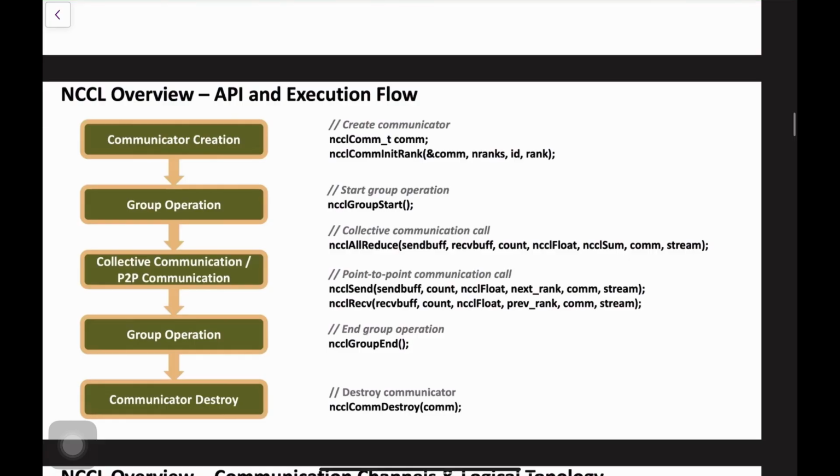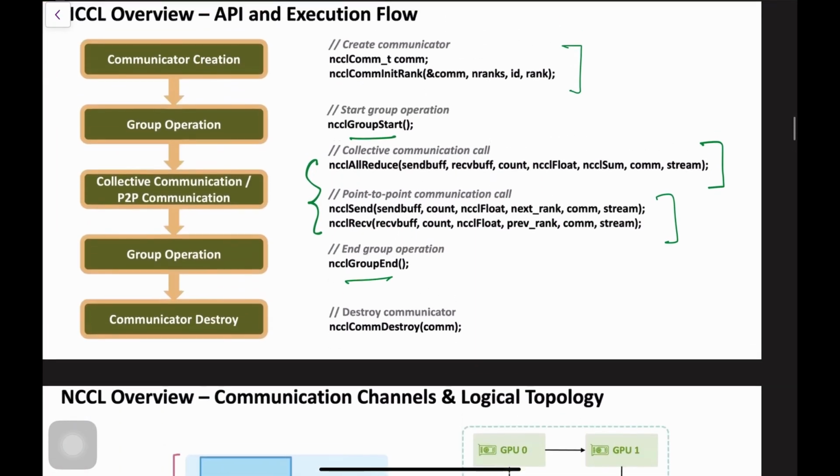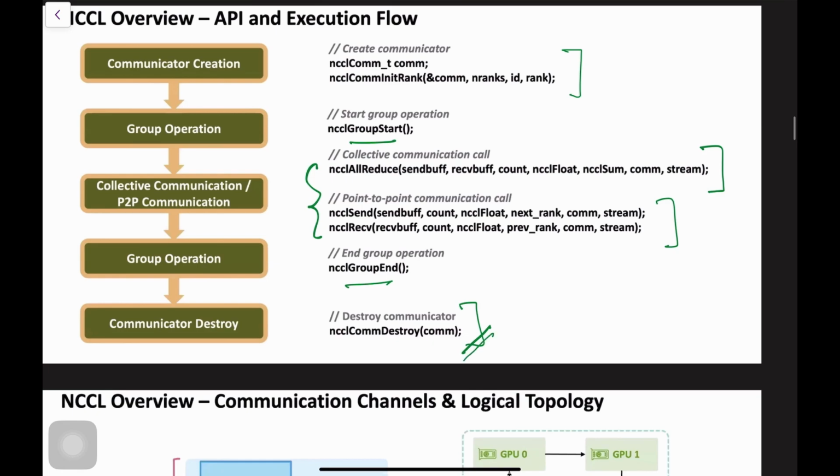Let us look at the basic API and execution flow for nickel. Every nickel operation starts by creating a communicator, just like MPI, which defines the group of GPUs involved. It has peer to peer and collective operations. We can wrap these sequential operations in nickel group start and nickel group end calls. They basically package multiple operations into a single launch. This reduces overhead. Finally, the communicator has to be destroyed to free resources.